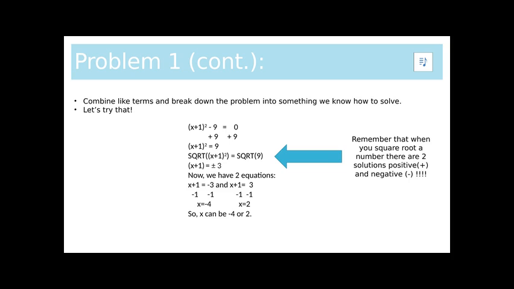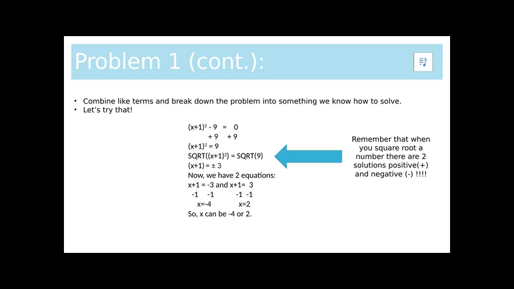So we can take the square root of both sides, and now we have x plus 1 is equal to plus or minus 3. And I'm really stressing that when you take the square root, you have both plus and minus, because 3 squared is 9. 3 times 3 is 9, and negative 3 times negative 3 is also 9.